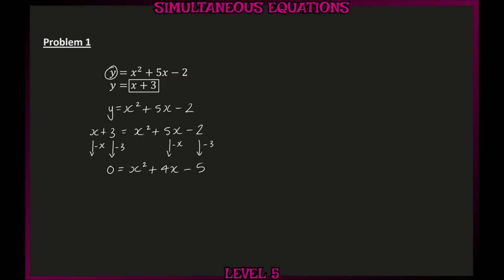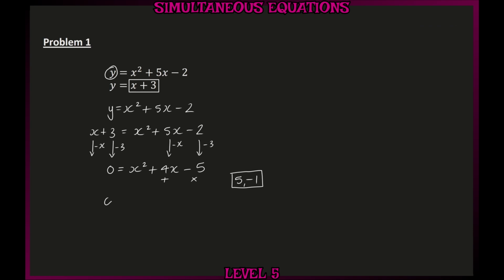Now, a really nice way to solve quadratics that just have an x squared at the start is to try and factorise. And to factorise this, we want to come up with two numbers that multiply to make minus 5 and add to make 4. And those two numbers are 5 and minus 1. Because 5 minus 1 is 4, and 5 multiplied by minus 1 is minus 5.